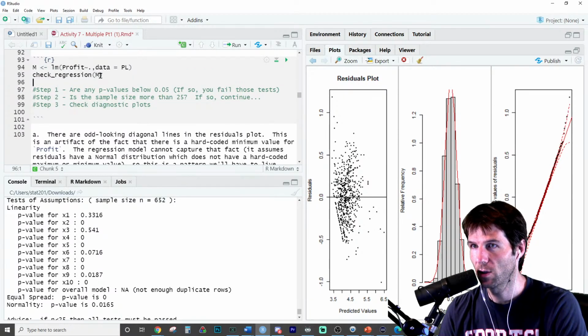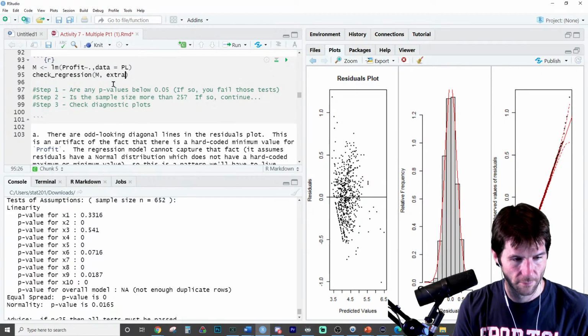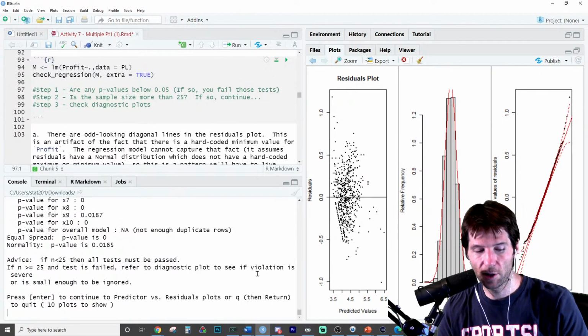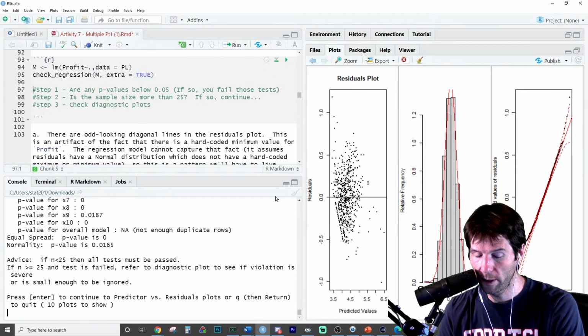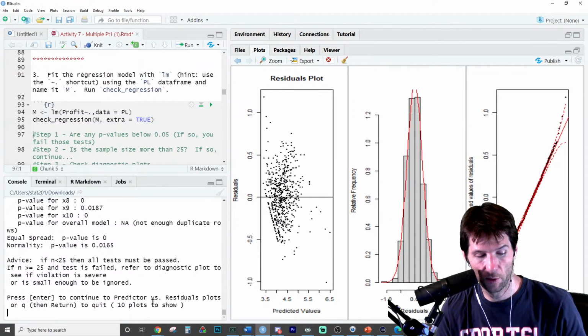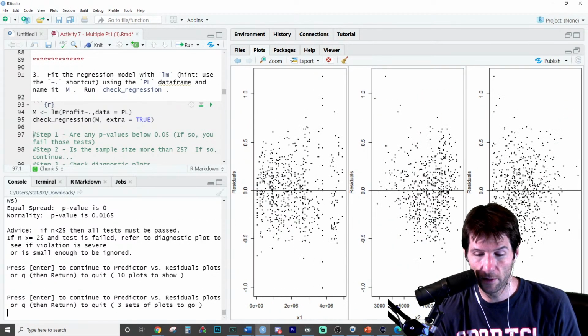Now we need to add something else right here. I think it's extra equals true. And with extra equals true, we can now look at each individual plot right here. It's going to do 3 at a time. And let's take a look right here.